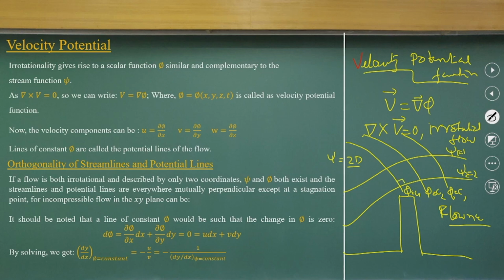Now, if you look at what I have drawn here, these should have an orthogonal nature. That is what we are discussing. The streamlines and the potential lines will be orthogonal to each other. That means wherever they cross each other, at that point they will have a 90-degree angle between them. That is the orthogonal nature of the streamlines and potential lines.